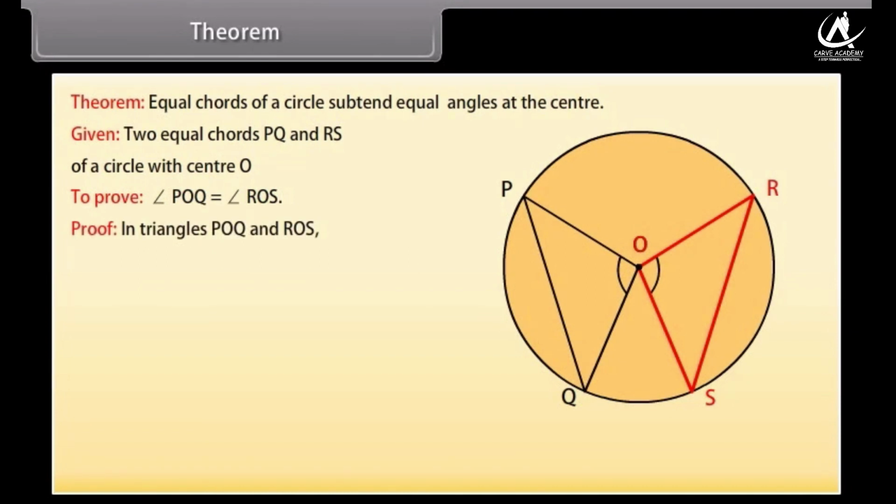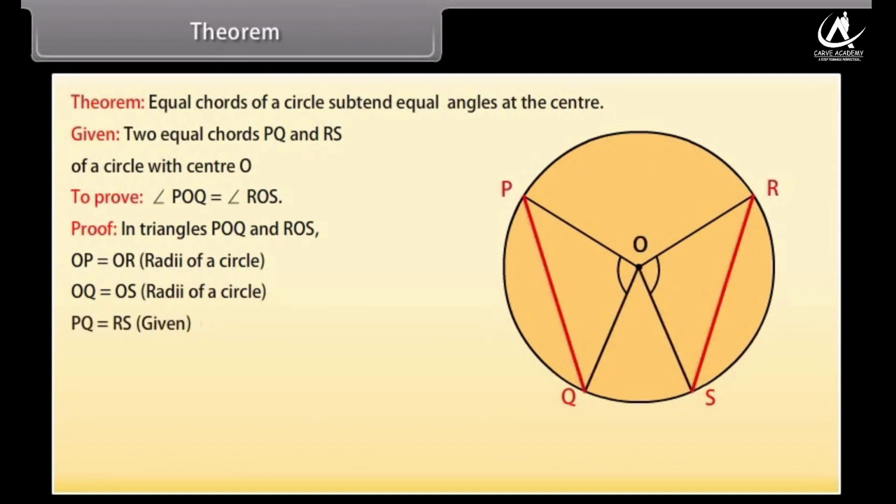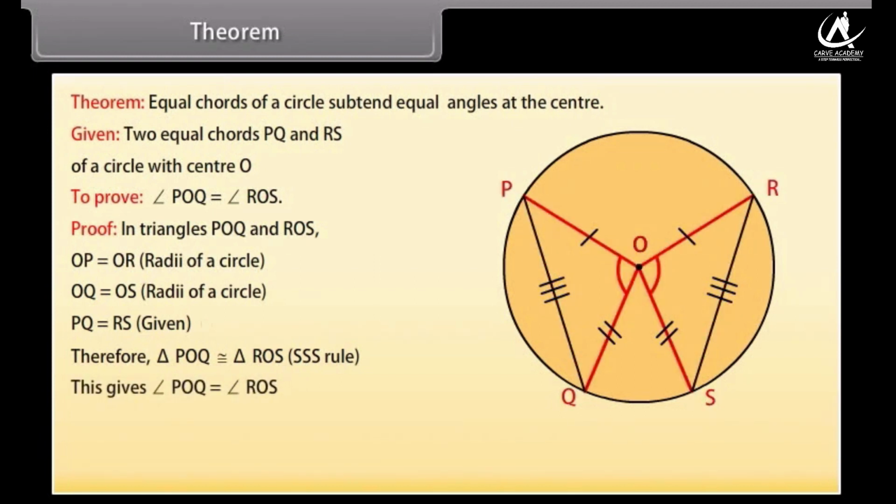Proof. In triangles POQ and ROS, OP is equal to OR because these are the radii of a circle. OQ is equal to OS. These are also the radii of a circle. PQ is equal to RS, given. Therefore, by SSS congruence rule, triangle POQ is congruent to triangle ROS. This gives angle POQ is equal to angle ROS because corresponding parts of congruent triangles are congruent.